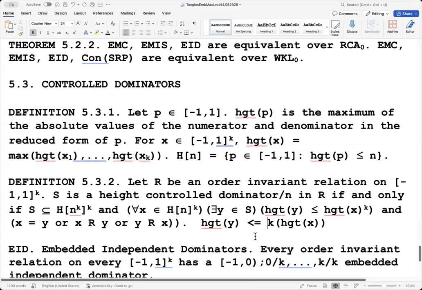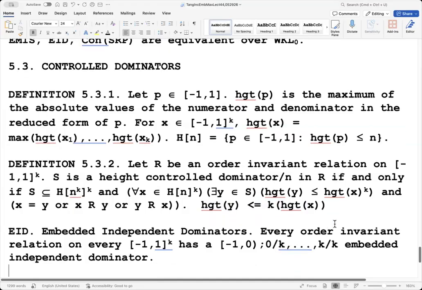The little n is sort of saying how far up we're going to go, because a height-controlled dominator sub n is supposed to be a finite object. Yes. I have to look and see. This might be very nice. There might be a very nice, better control of the heights than the kth power. All right, so that you get the idea.